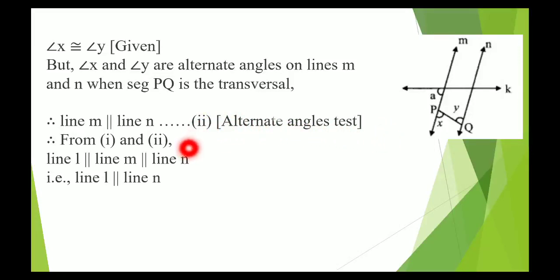Now previously we have written in statement number 1 that line L is parallel to M. Now we have written line M is parallel to N. So according to statement number 1 and 2, we can write like this: line L is parallel to line M, where line M is parallel to line N. Therefore, line L is parallel to N. Hence proved. This only they have asked to prove. We have proved it.